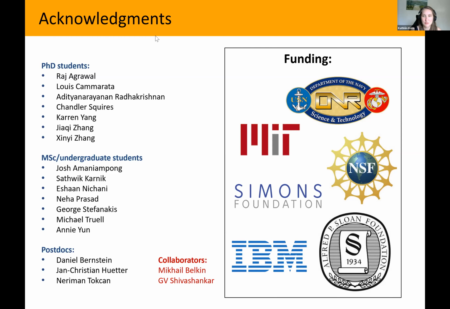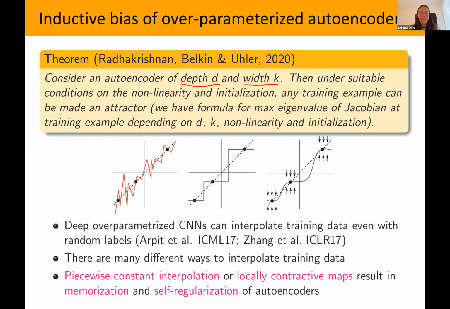While people maybe type their questions, I have a question. Can you go back to the theorem that you showed, the last one? Sure. I'm just trying to understand how I can read it. So you say any training example can be made... What does that mean? Does that mean gradient descent can? No, it will. So sorry, I should be clear.